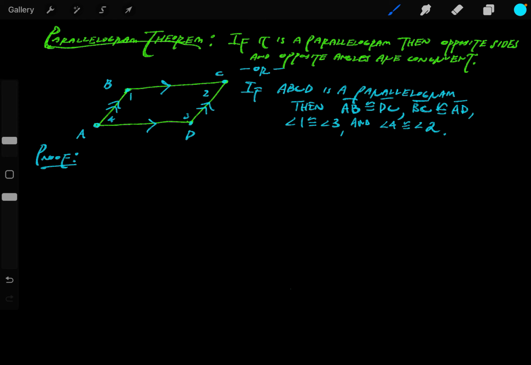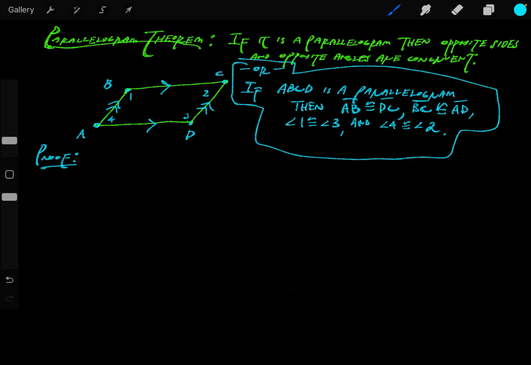Okay, so here we're going to prove the parallelogram theorem, and it basically says that if it's a parallelogram, then opposite sides and opposite angles are congruent. I stated it slightly differently here, just in a way that's easier to look at with a diagram. So it says if ABCD is a parallelogram, then it gives us the result.